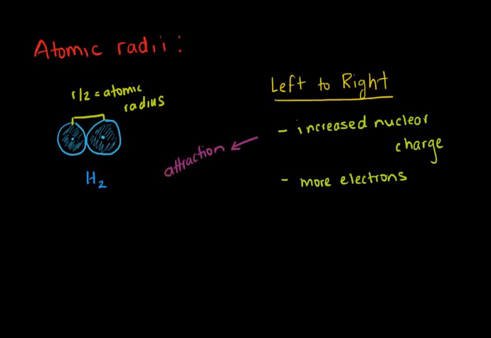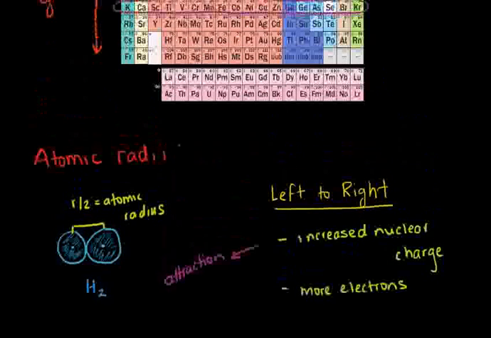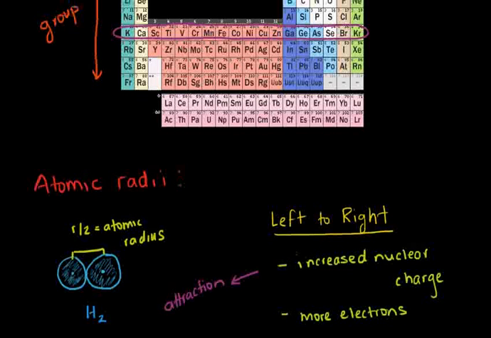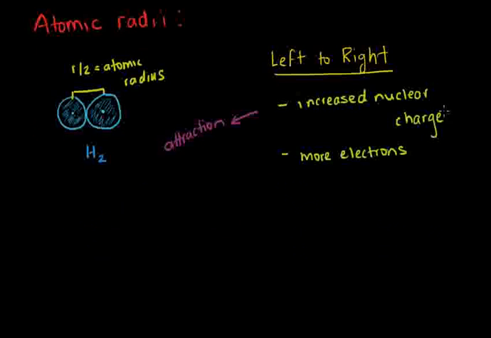We're also going to add electrons, because remember, these are elemental atoms. They have the same number of electrons as they have protons, so as we add protons, we're also adding electrons. And this is going to increase repulsion on the outermost electrons of our atom, because electrons all have negative charges, and so they repel each other, and they're therefore going to decrease their attraction to the nucleus.